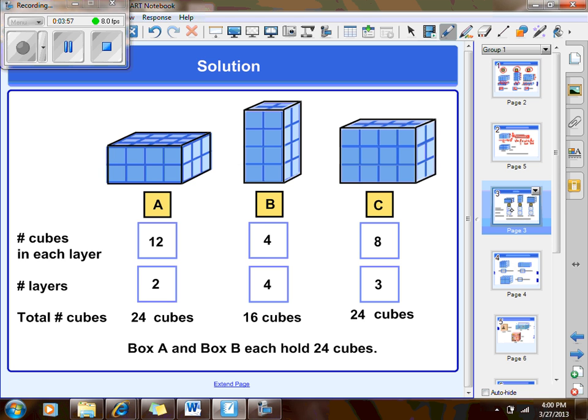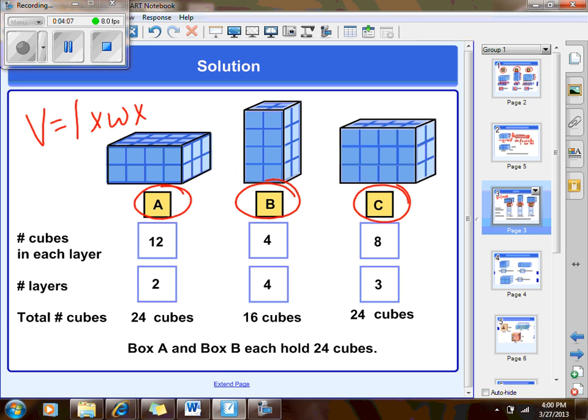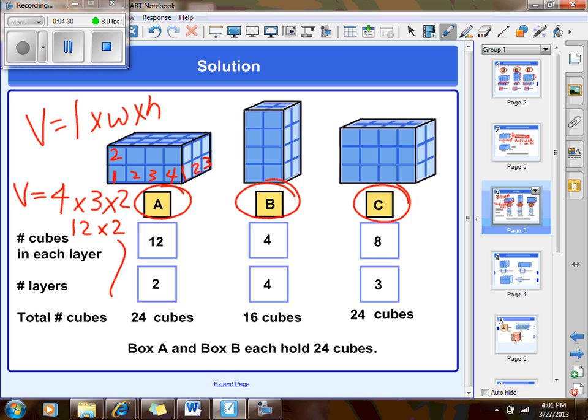Here are prisms A, B, and C again. If I use volume equals length times width times height, I can say the cubes needed to fill prism A, 1, 2, 3, my length equals 4 times my width times my height, 1, 2. 4 times 3 is 12 times 2 equals 24.